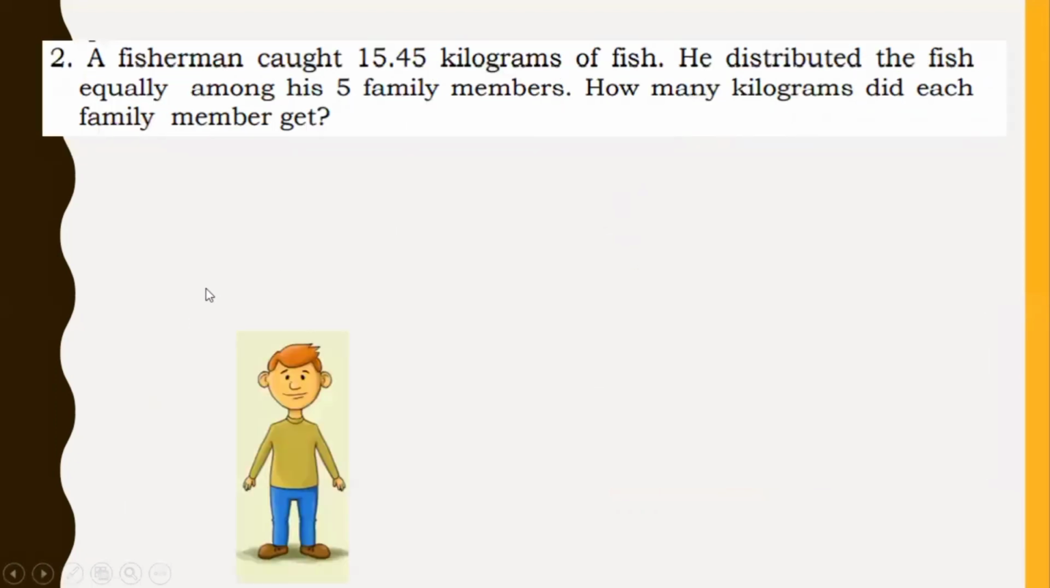And then problem number 2: a fisherman caught 15 4/500 kilograms of fish. He distributed the fish equally among his 5 family members. How many kilograms did each family member get? So here, in our problem, we have the word clue each and distributed equally among his 5 family members. So, ibig sabihin, ipinaghati-hati niya sa kanyang 5 kapamilya yung nahuli niyang fish, which is 15 4/500 kilograms.